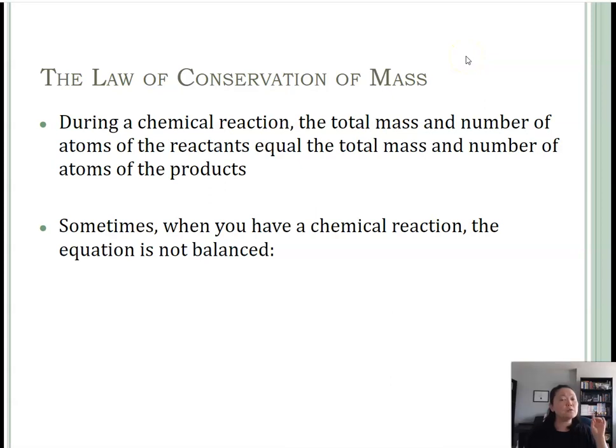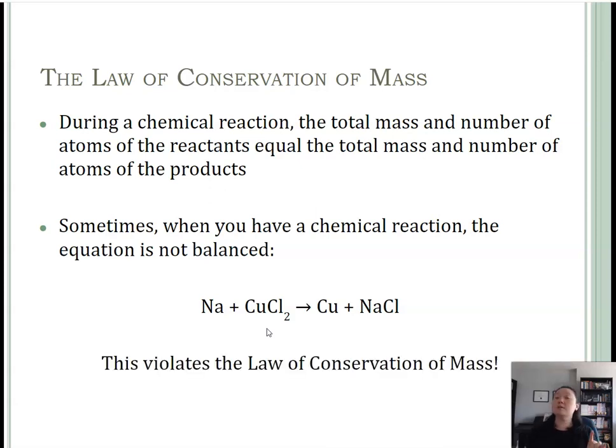However, in some cases, when you write how a chemical reaction is written, so if you write the skeleton equation for a reaction, you're going to find that it's not balanced. So if you take a look at this reaction here, you can see that there's one sodium on the left, one sodium on the right, and one copper on the left and right as well, but you have two chlorines on the left, whereas you only have one chlorine on the right. Where did those chlorines go? So this particular reaction, as it is written, violates the law of conservation of mass. And so that means that this, as it is written, would not happen.